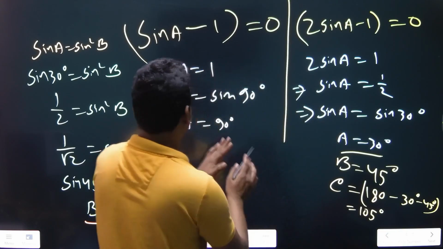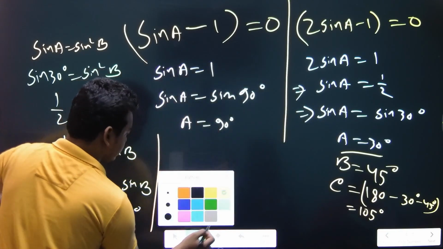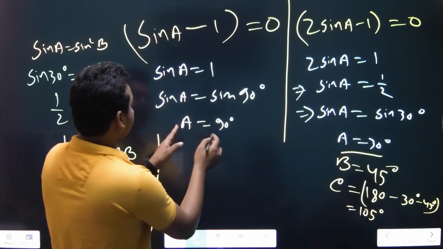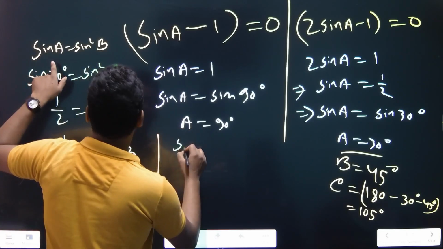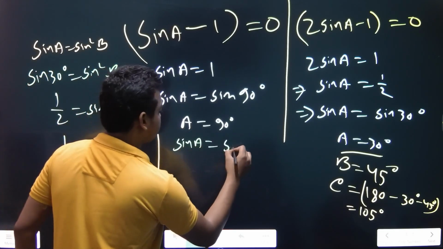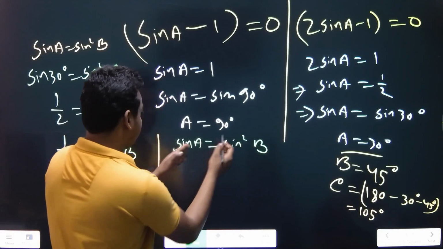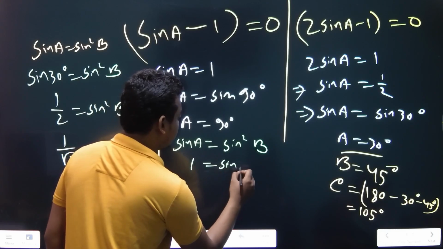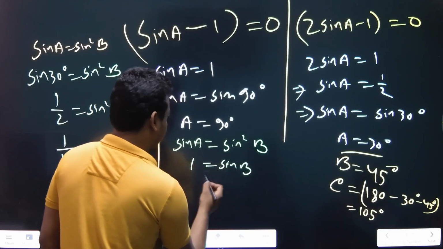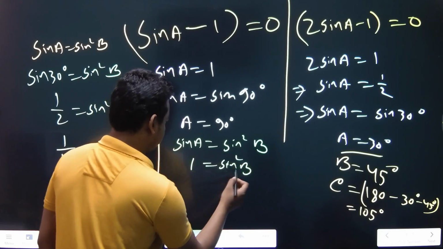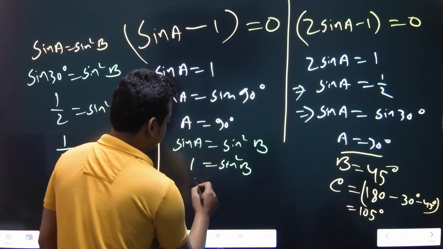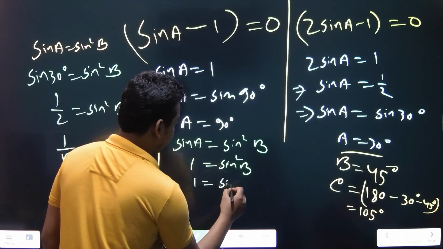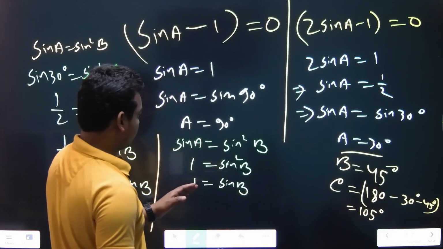Okay. Or if I am taking this one, see, A is equal to 90 degree. So I can write the same thing. I am writing sin A is equal to sin square B. Okay. So sin A, 90 degree. So 90 degree means what? 1 is equal to sin square B. So I can write 1 is equal to sin B, right? So 1 is equal to sin B.